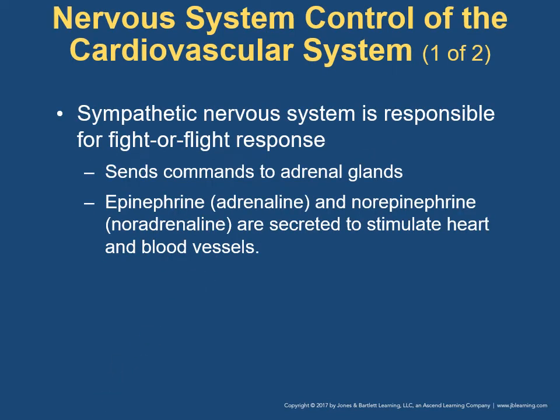The nervous system control of the cardiovascular system. You have the sympathetic and parasympathetic nervous systems. The sympathetic nervous system is responsible for the fight or flight response. It sends commands to the adrenal glands; epinephrine and norepinephrine, also known as adrenaline or noradrenaline, are hormones that are secreted to stimulate the heart and blood vessels.